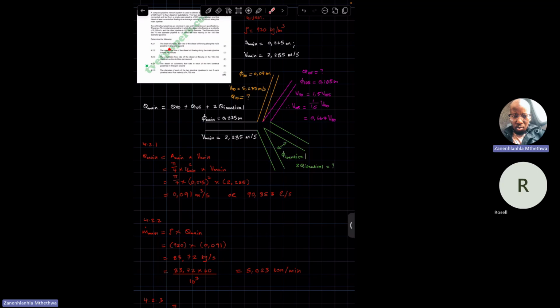Now, they did specify here that they want us to leave our answers in liters per second. That is why, in converting this to liters per second, you simply multiply this by 1,000, and then this is what we get: 90,853 liters per second.